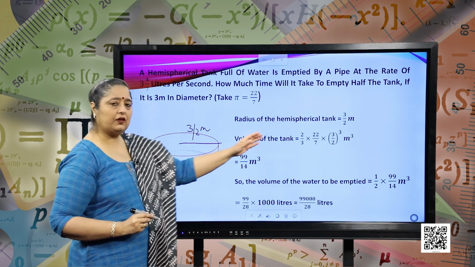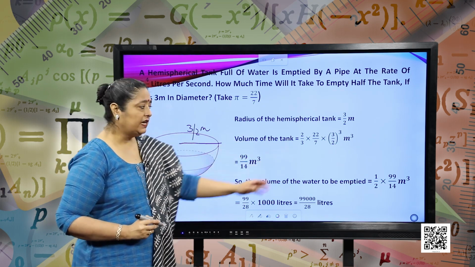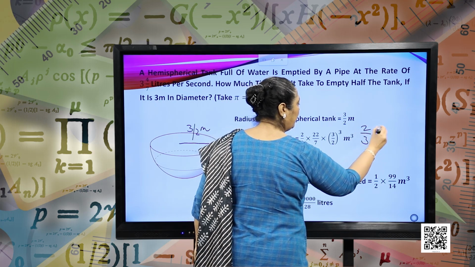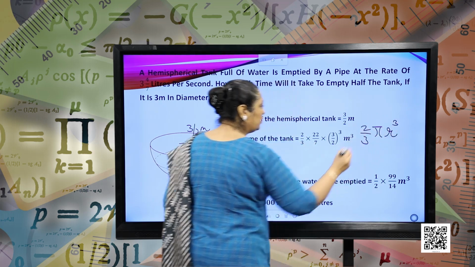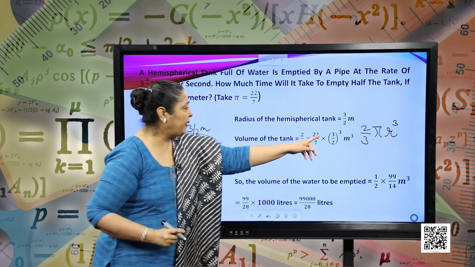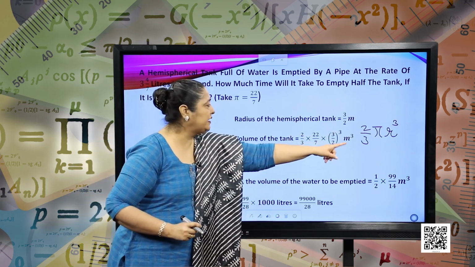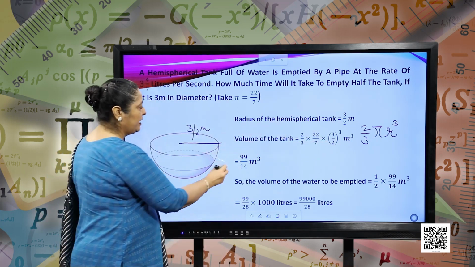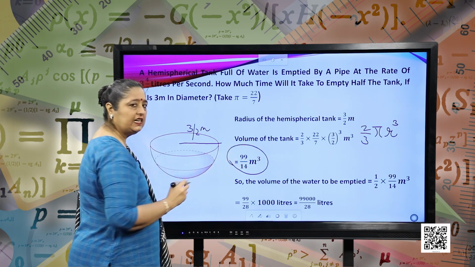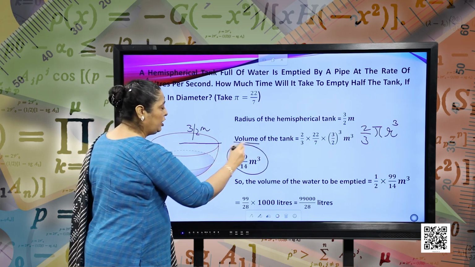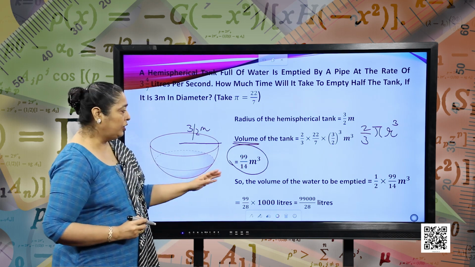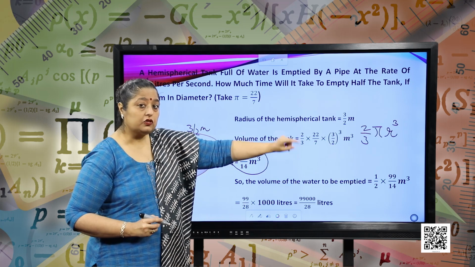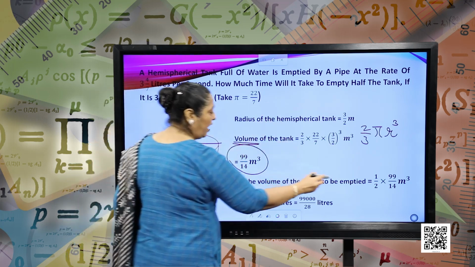Now, volume of the tank will be volume of the hemisphere. It is 2/3 pi r cube, right. So, substituting the value of pi as 22/7 and radius as 3/2, and simplifying, we have 99/14 meter cube. This is the volume of the tank, right. So, the volume of the water to be emptied will be half of the tank, right. So, this is half of the volume.